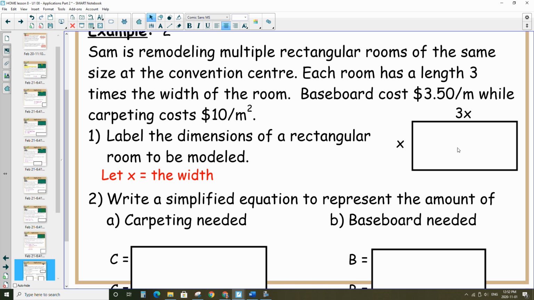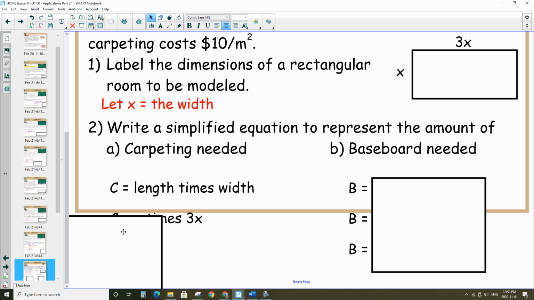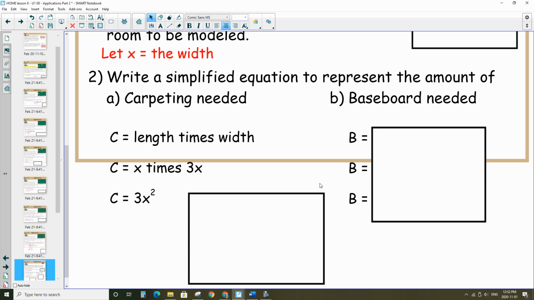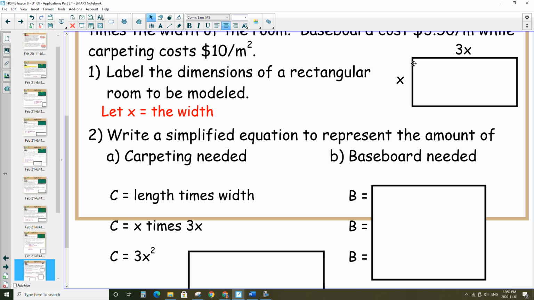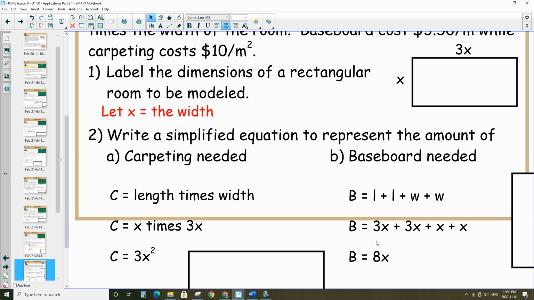So for the carpeting, it is area, so length times width, so 3x times x, which is 3x squared. And then for the baseboard, we're talking about perimeter, so we're adding all the sides up going around. So 3x plus x plus 3x plus x. When we're adding terms, it's 3 plus 3 plus 1 plus 1, which gives me 8x.